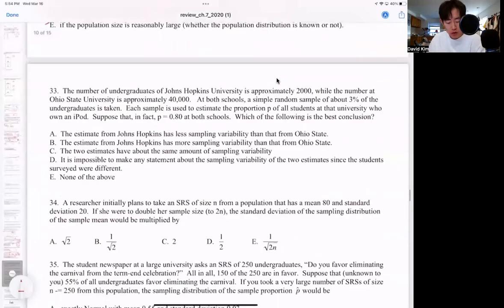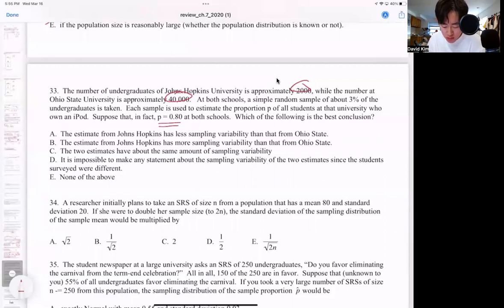33, the number of undergraduates at Johns Hopkins University is approximately 2,000, while the number at Ohio State University is approximately 40,000. A significant difference in the population size is there. A random sample of about 3% of the undergraduates is taken. Each sample is used to estimate the proportion of all students at the university who own an iPod. Suppose that, in fact, p is 0.8 in both schools. Which of the following is the best conclusion?